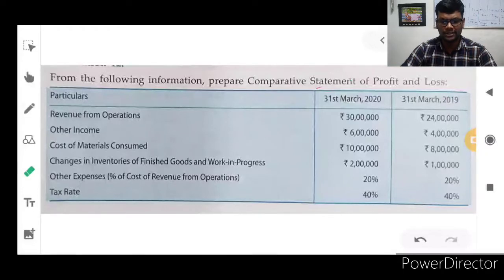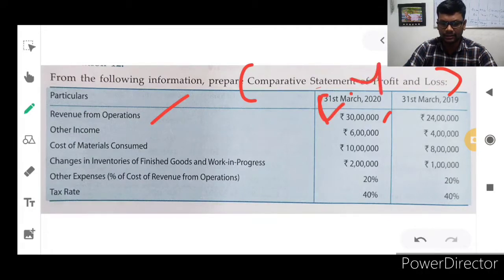From the following information, prepare a comparative statement of profit and loss or income statement. It is a comparative statement we are going to prepare with the help of this information. First information is revenue from operation. Revenue from operation is rupees 30 lakh for the present year. It is current year, and it is previous year. So previous year 24 lakhs.